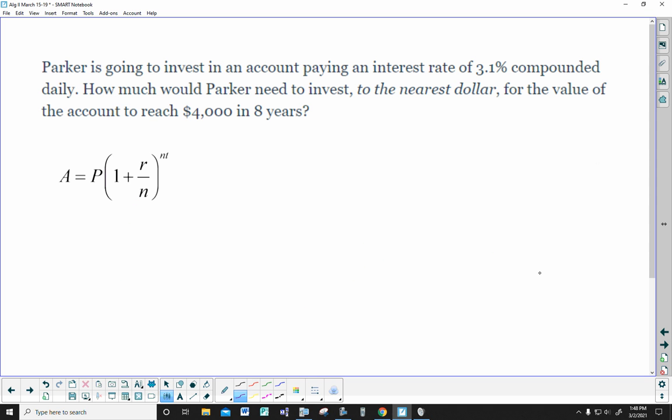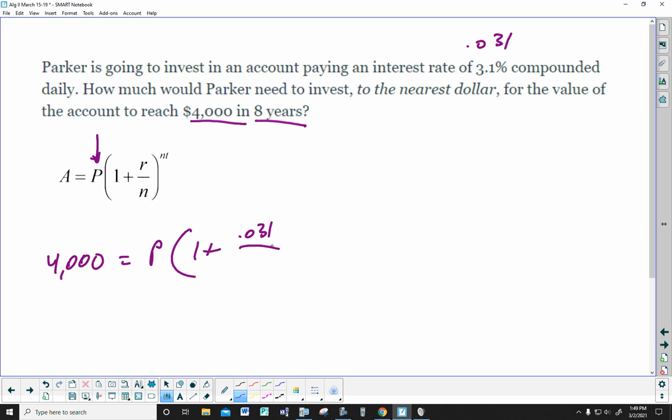Okay. So when you got one that looks like this, they want to reach $4,000 in 8 years. How much money did you need to start with? Okay, so $4,000 is the number on the left, equals P, we don't know it, 1 plus your rate, 0.031, over the number of times a year it's compounded. Compounded daily, over 365, raised to the 365 times 8 years. This is your T.